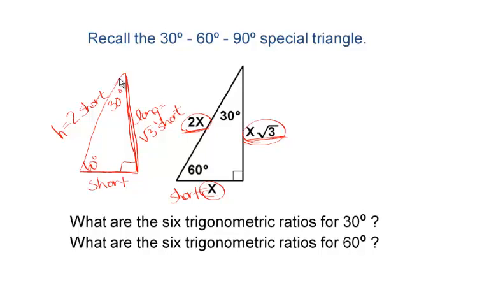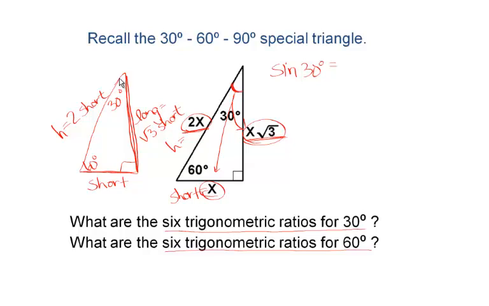So now we want to find the 6 trig ratios for 30 degrees, and then after that we'll find the 6 trig ratios for 60 degrees. So let's do that. The sine of 30 degrees. Here's our 30-degree angle measure. This time the short leg is the opposite side, and the long leg for 30 degrees is the adjacent side. And again, here's the hypotenuse.